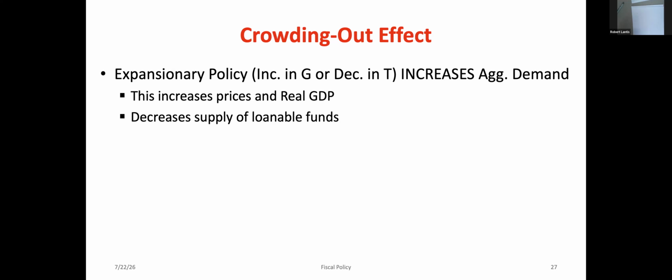On the flip side, when we're decreasing taxes, consumers are not going to want to protect themselves against these higher taxes. They're going to invest less, so we would see a decrease in the supply of loanable funds. So both of these changes, either an increase in government spending or a decrease in taxes, will decrease our supply of loanable funds. If we go back to it, was it module 7 or 8? I think it was 8.